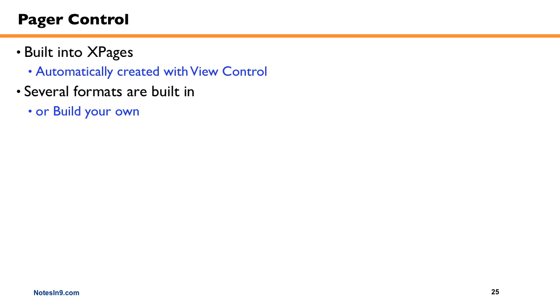And repeat controls can be bound to a pager, or I guess the other way around. A pager can be bound to a repeat control. It's already created with a view control, so you get nice pagination built in. That's very easy to do. Page 1, page 2, last page, etc. You've got several look and feels that are built in, or you can even build your own. So that's cool and powerful.